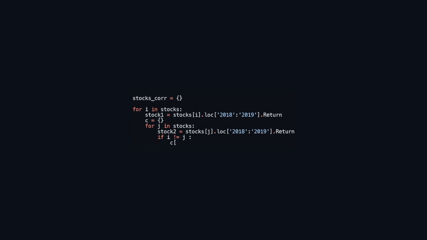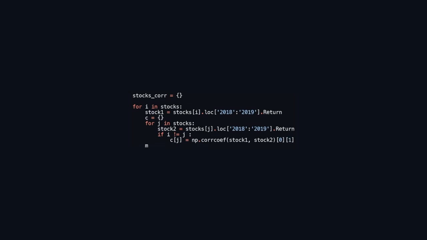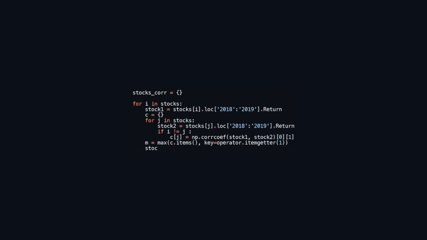After processing all stocks against the current stock I, the code finds the stock with the highest correlation value using max, which checks the items in the dictionary C and uses operator.itemgetter(1) to focus on the correlation values. The maximum correlation and its corresponding stock are then stored in the stocks_core dictionary with a key format of (stock1, stock2), and the correlation value as a list containing just this value. In summary, this block of code systematically determines the stock that has the highest correlation with each stock for the specified time frame, helping to identify how closely these stocks move together during that period.